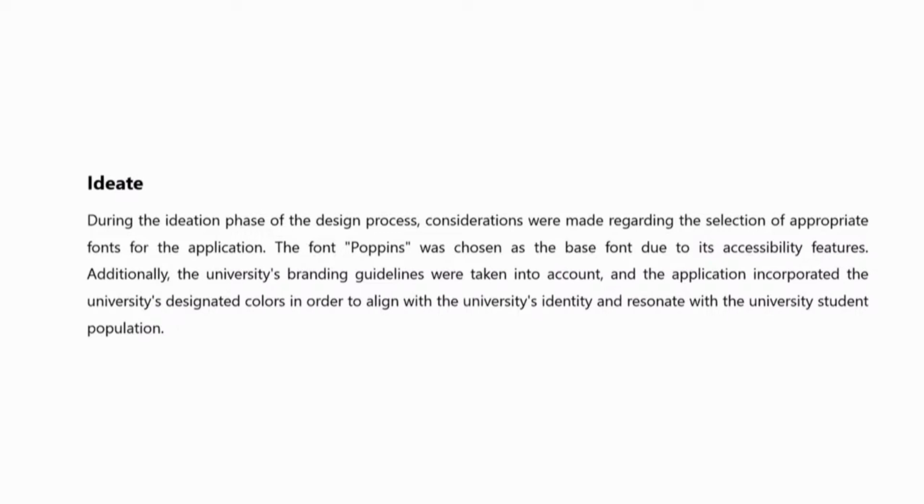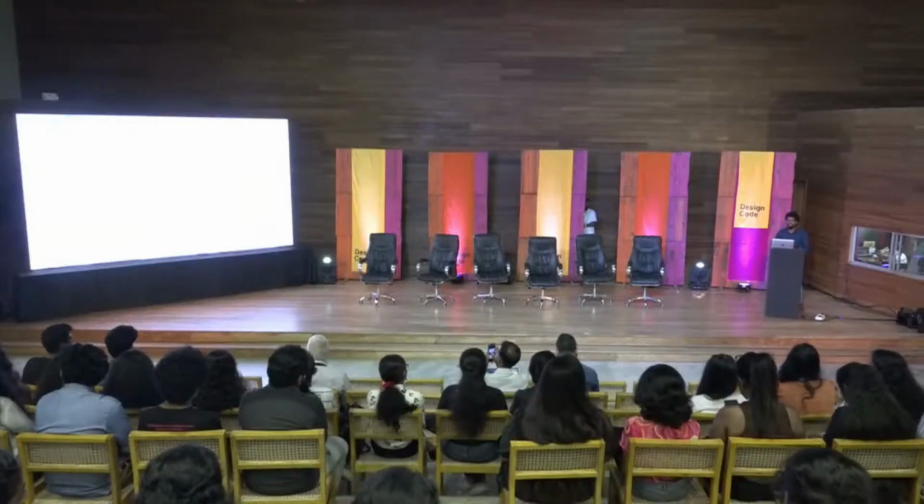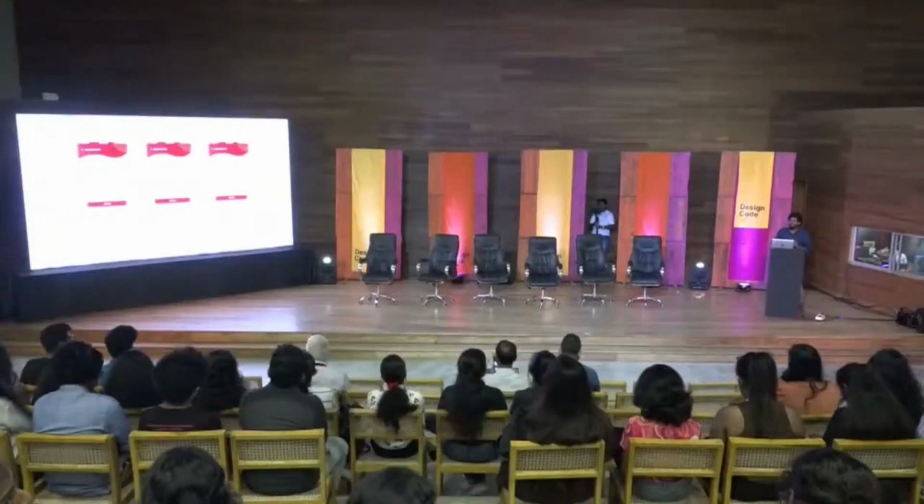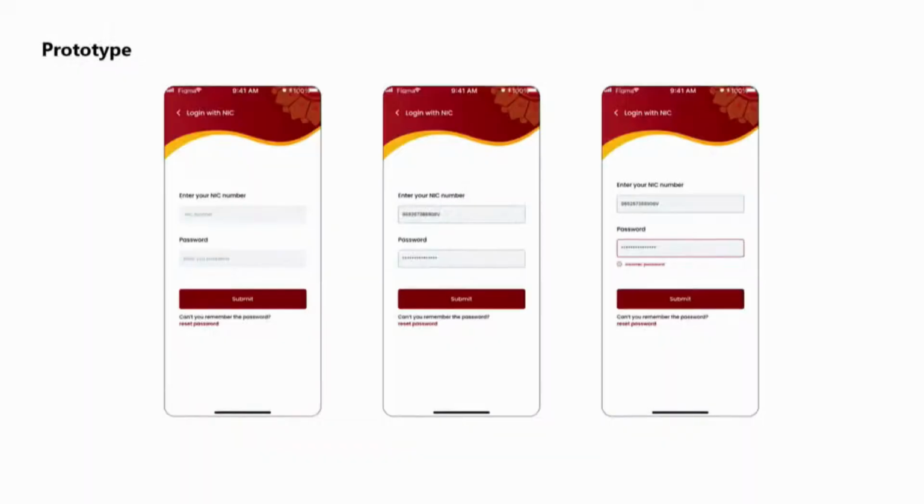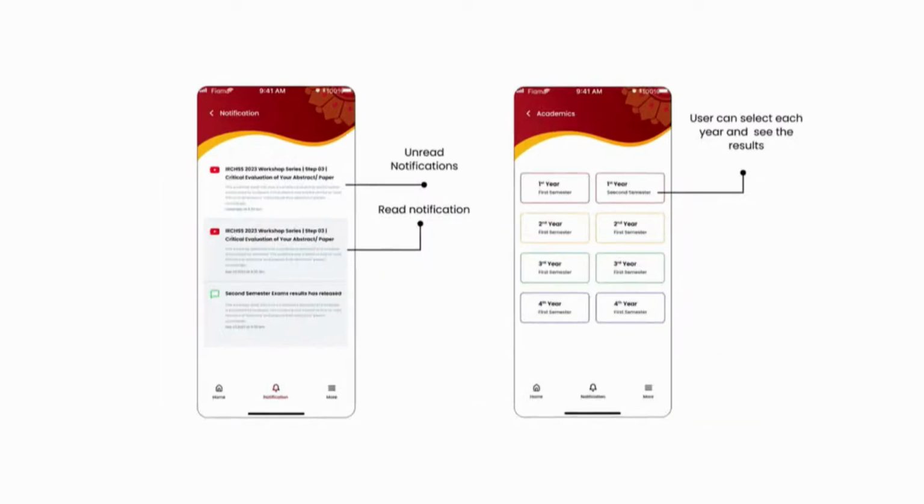So when we are talking about the arts, humanities and social science faculty, the students come from rural areas, and the IT literacy is a bit low. I want to maintain minimalism, so I started prototyping, and I try to maintain the university branding colors, minimal elements, and a good user experience.